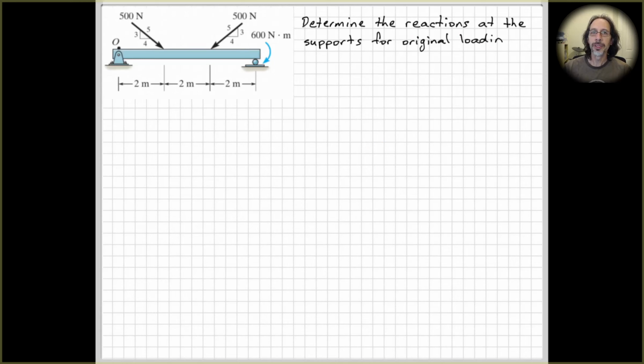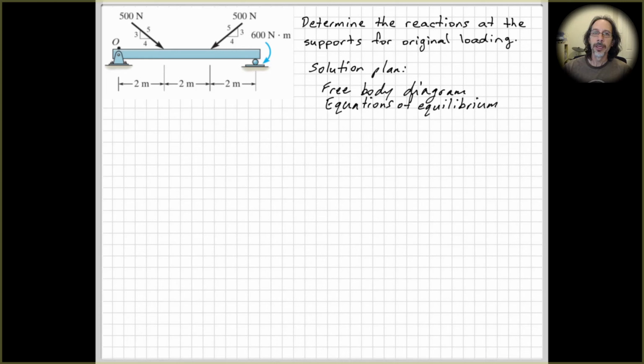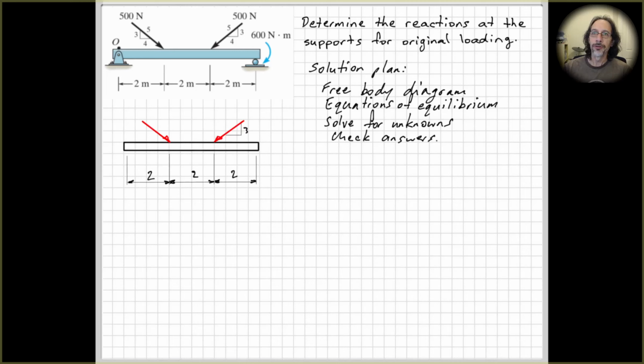So we're going to start with the original loading and do a rigid body equilibrium problem. Our solution plan, as usual, is to draw the free body diagram, use our equations of equilibrium, solve for the unknowns, and then check our answers. We'll be checking our answers by doing the problem 3 different ways, using the 3 equivalent loading systems that we've just seen. Drawing the free body diagram, we start with the body, add all the loads on, and then think about what forces and or moments are going to be exerted on the body by the supports.